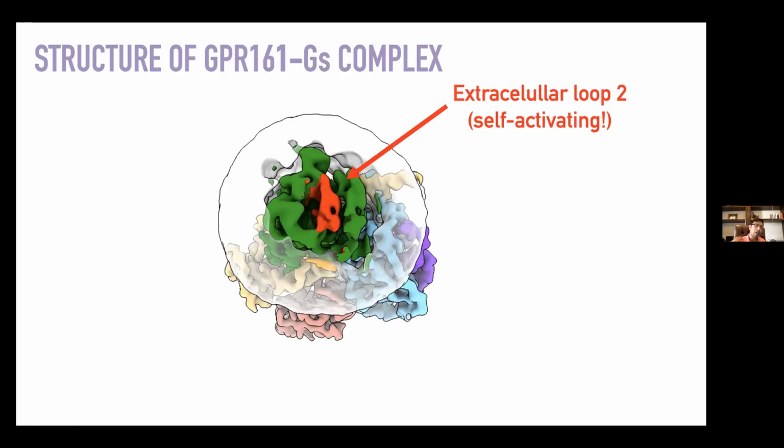In that, in order for this receptor to function, what it basically does is, in the absence of any kind of exogenous stimulus, this loop folds down on itself and basically keeps this receptor constitutively active.